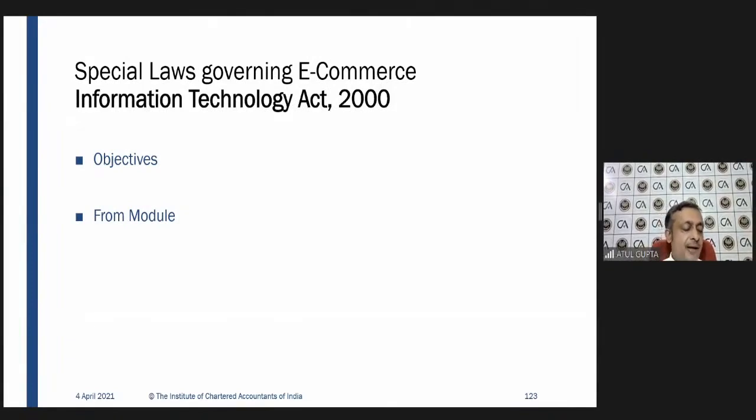To facilitate e-filing of documents, electronic filing of returns, to facilitate e-storage, to provide recognition to electronic fund transfer, RTGS, real-time gross settlement, NEFT, national electronic fund transfer. All these technologies have come from definitions in the governing statute. To provide legal recognition to keeping books in electronic format. So now you have an e-form of books. To allow amendments to other related laws that include the Indian Penal Code, the Indian Evidence Act, the Bankers Books Evidence Act, the RBI Act.